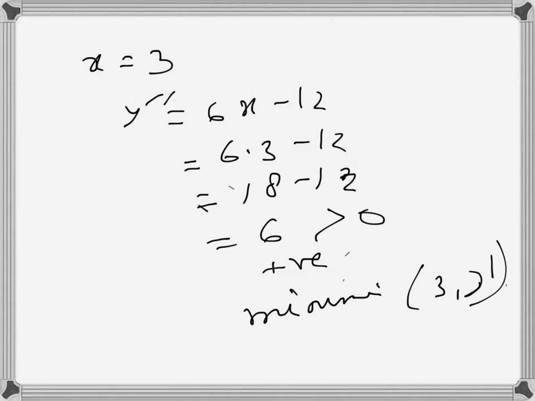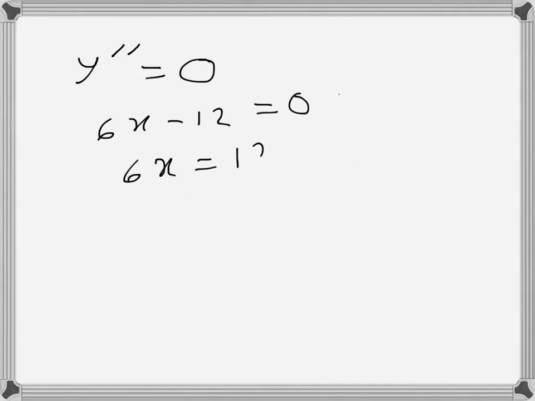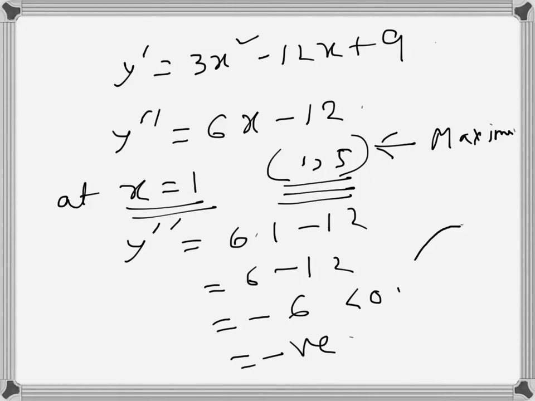Now we need to find if there is any point of inflection. In order to find the point of inflection, where the concavity changes, we have to equate y double prime to 0 and see if there is any solution for x. So 6x minus 12 equals 0. That gives 6x equals 12, so x equals 2. So x equals 2 is the point of inflection. Whether it is a point of inflection or not, we have to double check, but we will do that later. Let's see what the value of y should be there.